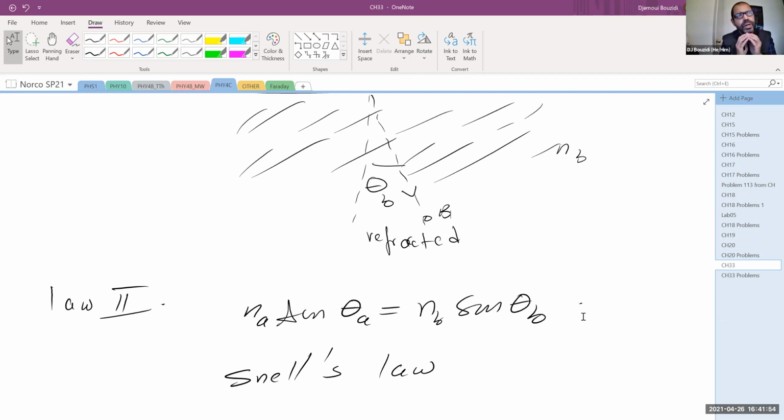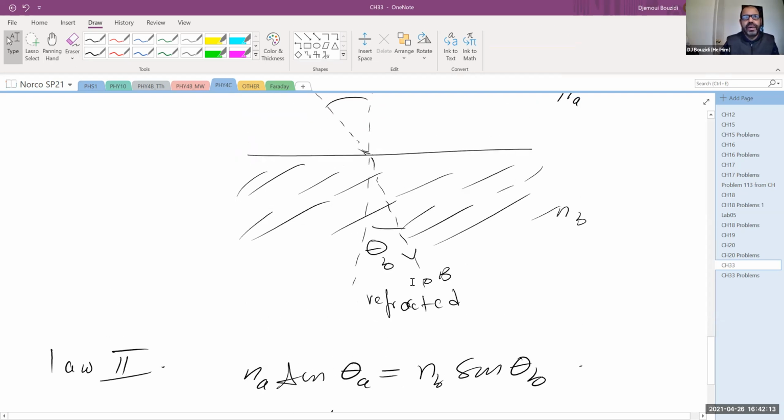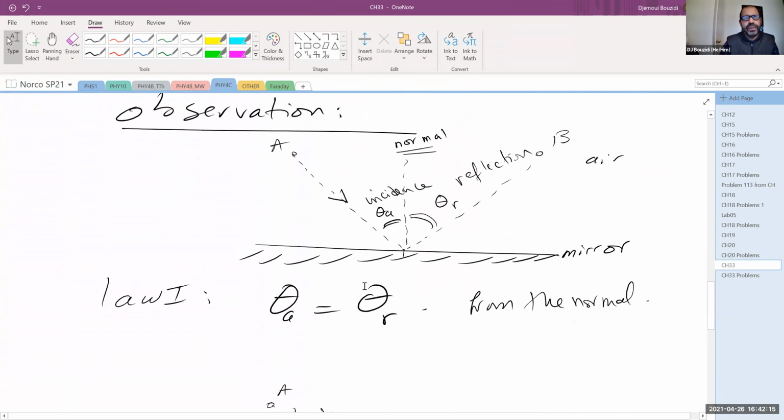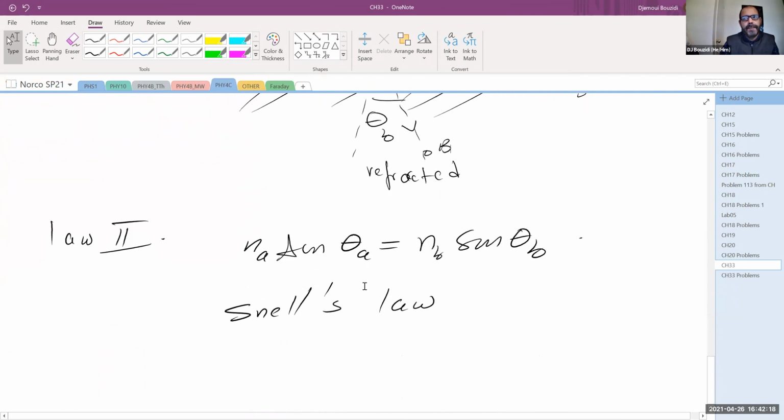But I'm trying to avoid using it because I want to stick to the idea that we don't need waves to do geometrical optics. Geometric optics can survive on its own without the need of the wave nature of light. So this is the whole point that I'm trying to make in here. So we're going to prove these two relationships.